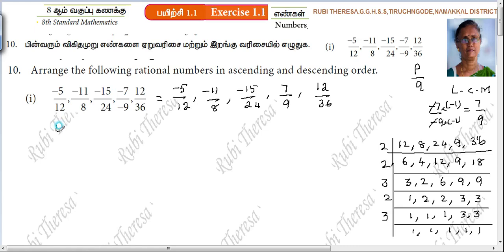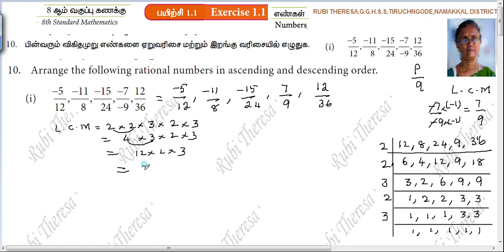What is the LCM? LCM equals 2 into 2 into 3 into 2 into 3. 2 2s are 4. Otherwise, if you want to do it in steps also, you can do it. 2 2s are 4. Next, you write the remaining as it is. Next, 4 3s are 12. Next, 12 2s are 24.